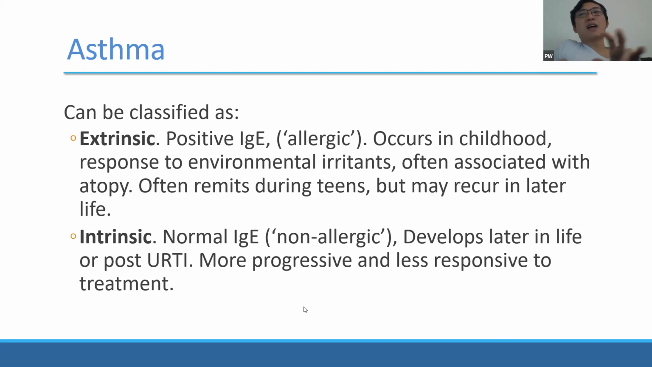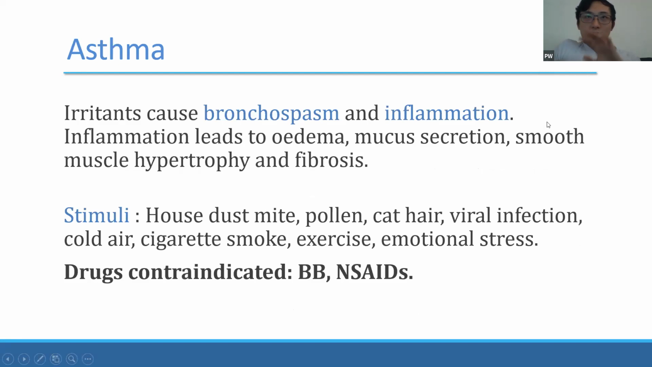It's more progressive, and it's generally a bit less responsive to treatment. So irritants for asthma can include bronchospasm, they can cause inflammation, and this is basically the mechanism of how it causes this obstructed lung picture. So you get a bit of bronchospasm, you get a bit of inflammation via this irritant coming into your lungs, getting in contact with your lung tissue.